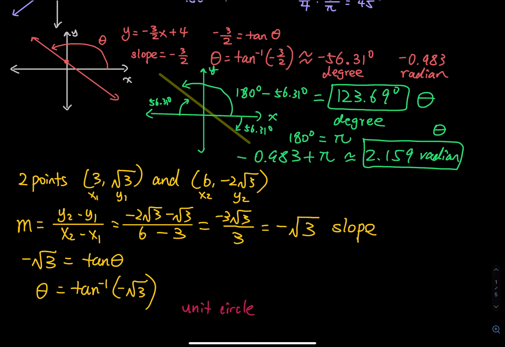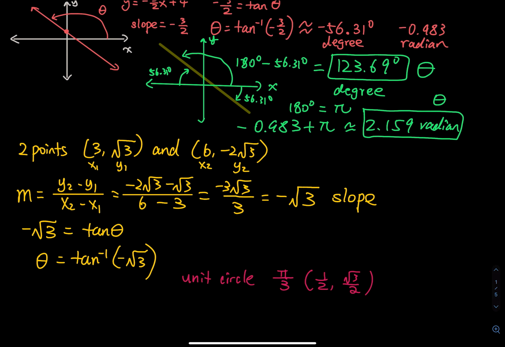So in a unit circle, when theta is equal to pi over 3, the point is (1/2, root 3 over 2). And then when you do y divided by x, so this is x, this is y, you have root 3 over 2 divided by 1/2, and you get a square root of 3. But we have a negative square root of 3.